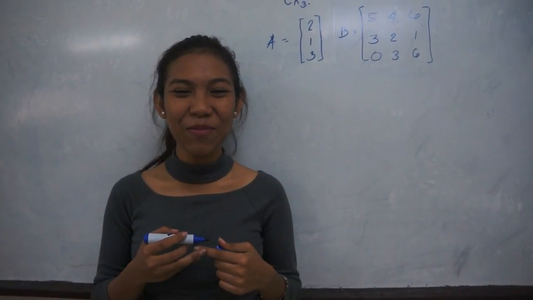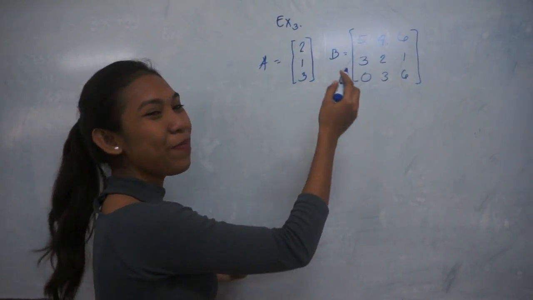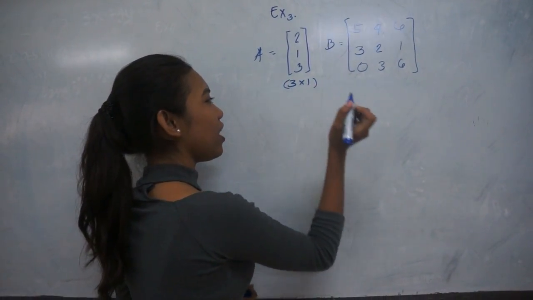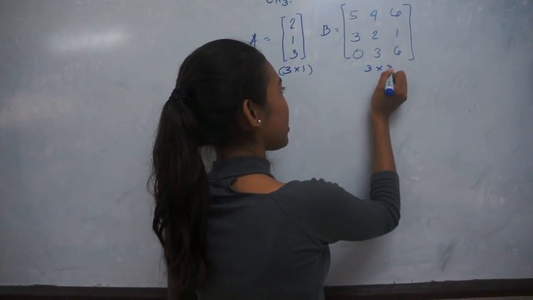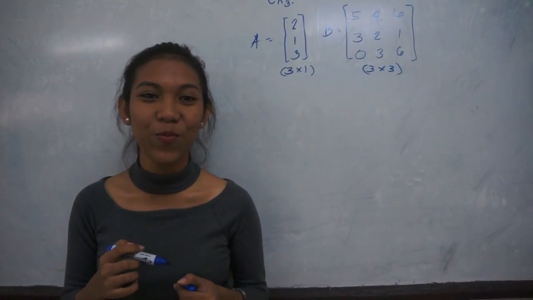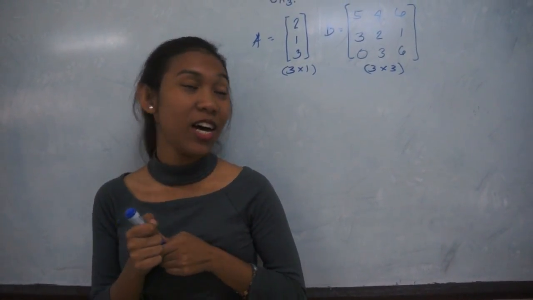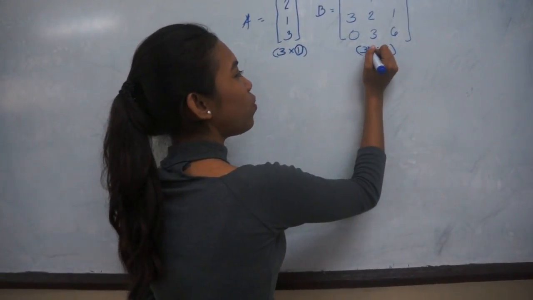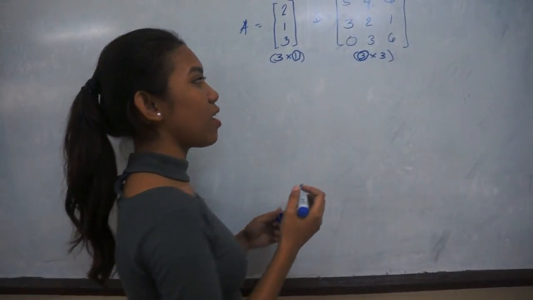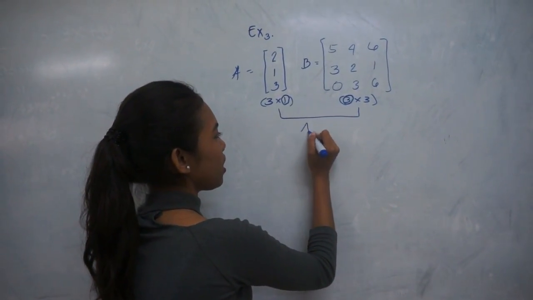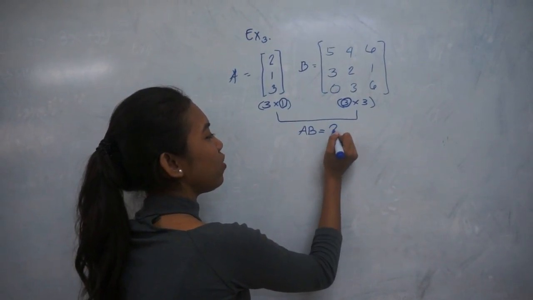For our last example, we have matrix A and B, where A is a 3 by 1 matrix and B is a 3 by 3 matrix. These two matrices have no product. Why? It's because the number of columns of matrix A is not equal to the number of rows of matrix B. So, these two matrices have no product.